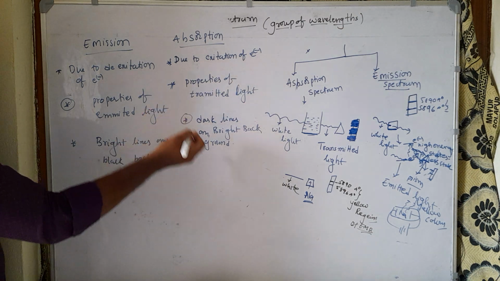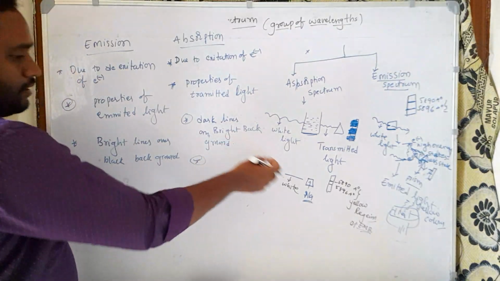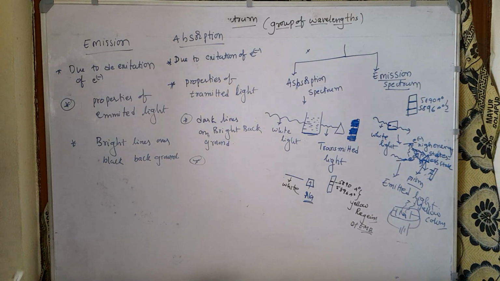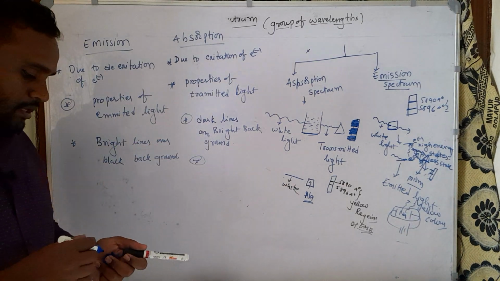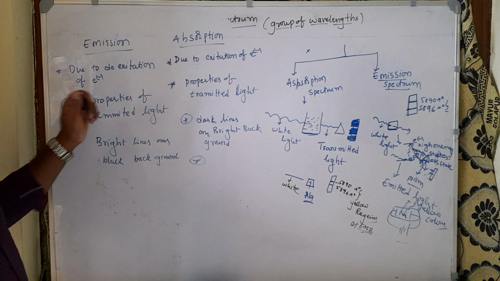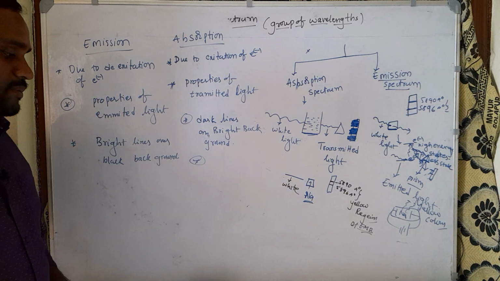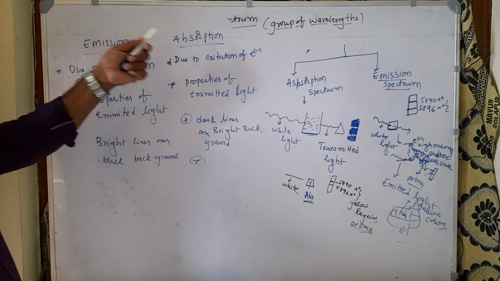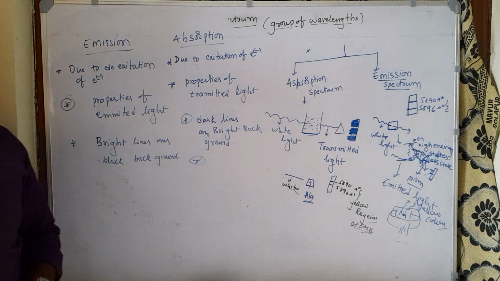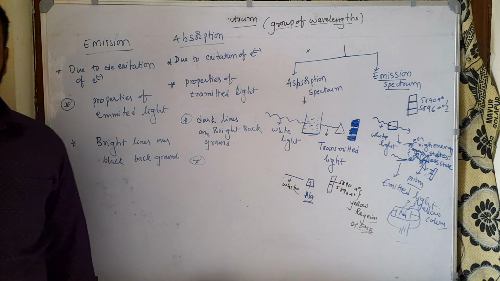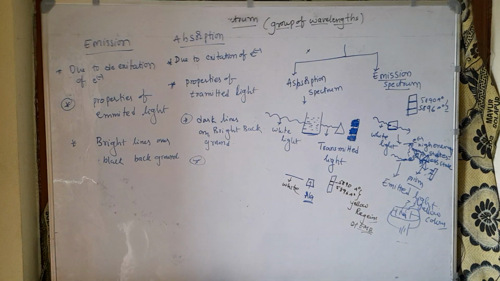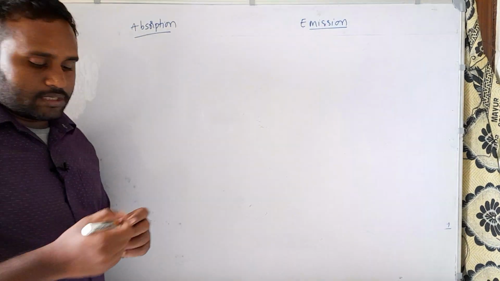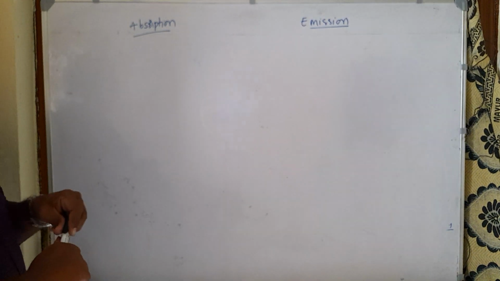So absorption spectrum is like the negative of the emission spectrum, and emission spectrum is a photo of absorption spectrum. So these are some differences between emission spectrum and absorption spectrum. And again, absorption spectrum and emission spectrum are classified into continuous spectrum and discontinuous spectrum. So again these absorption and emission spectrums are classified into two types.